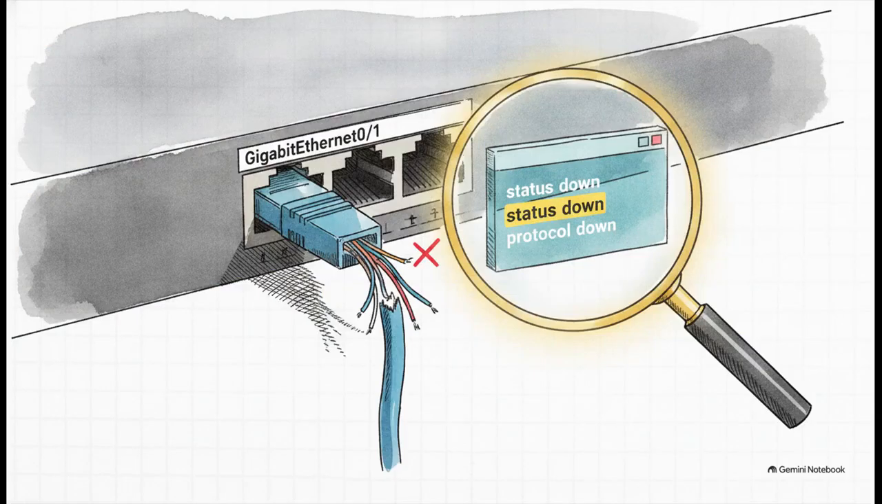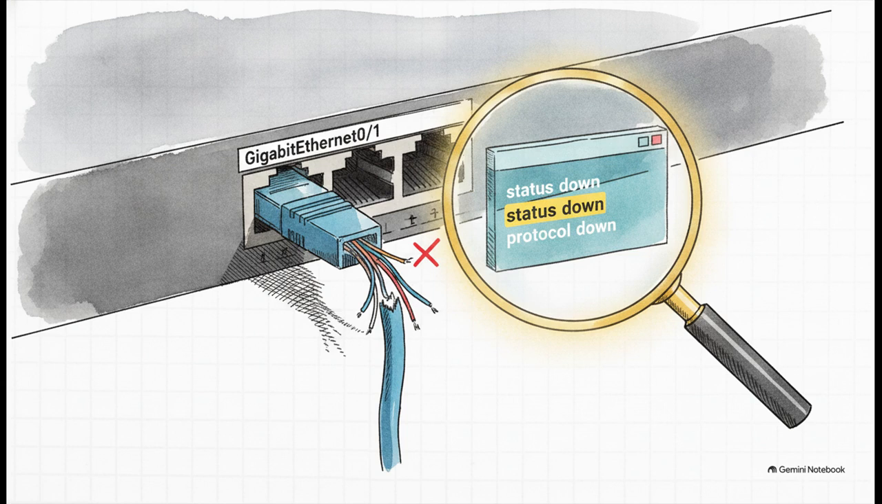But hey, what happens when things go wrong? Let's say a user submits a ticket saying they've lost connectivity. You jump into the CLI and you run that exact same show ip interface brief command. If you spot an interface showing a status of down and a protocol of down, you have instantly isolated the problem. That down/down status points directly to a physical layer issue. It means the router isn't detecting a physical link at all.